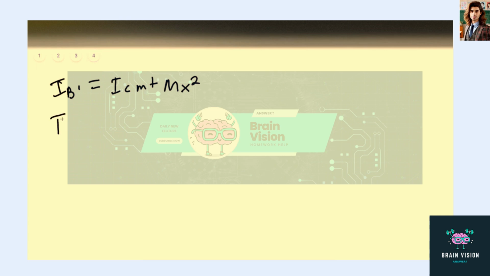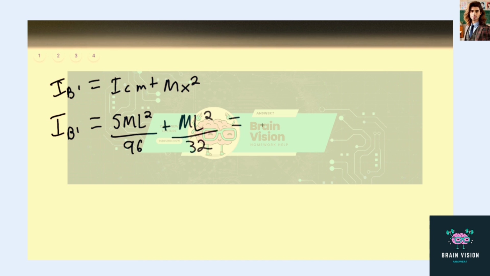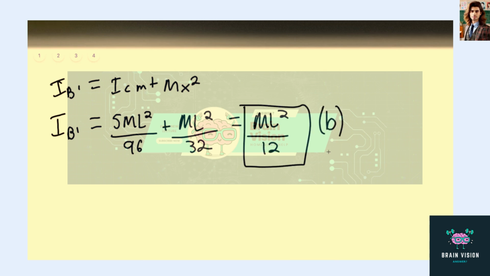So we have IB prime equals ICM, which we know is 5ml squared over 96, plus, again, ml squared over 32. And this is going to be ml squared over 12. This will be our answer for part B. And that's the end of the solution. Thank you for watching.